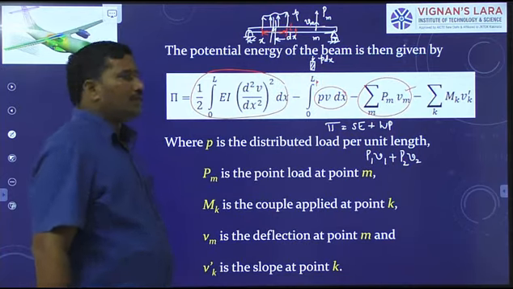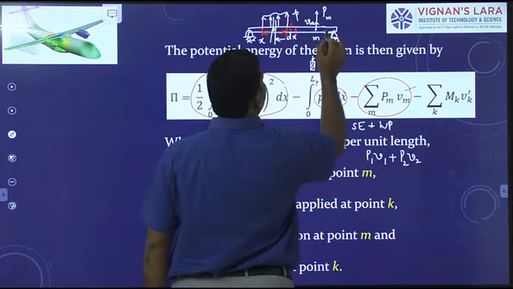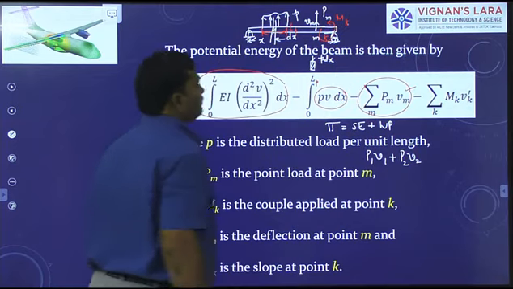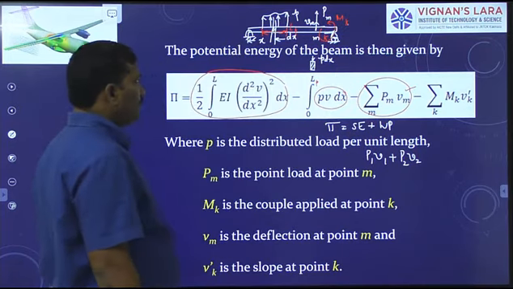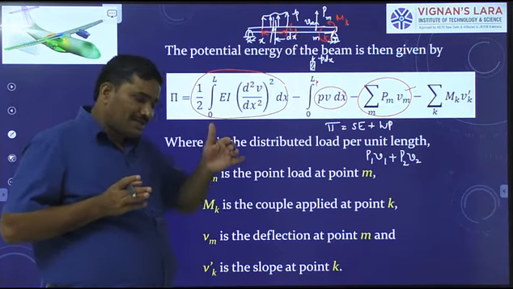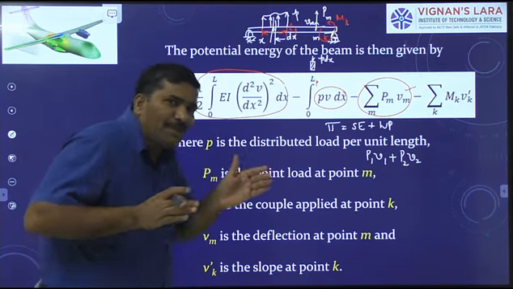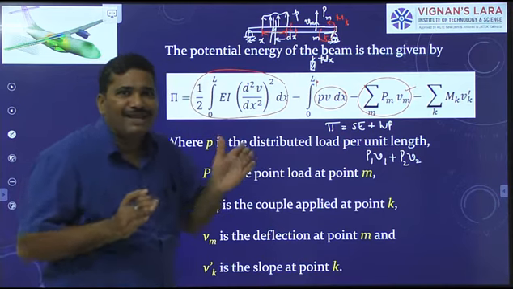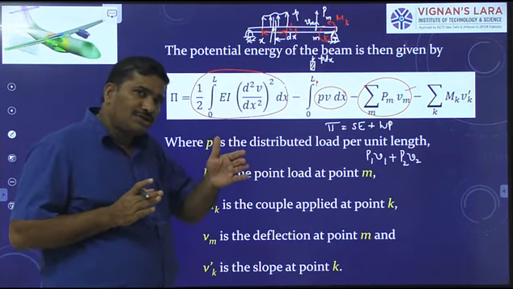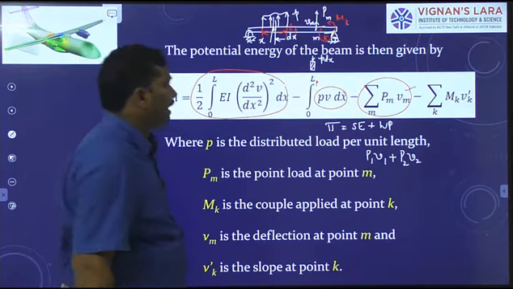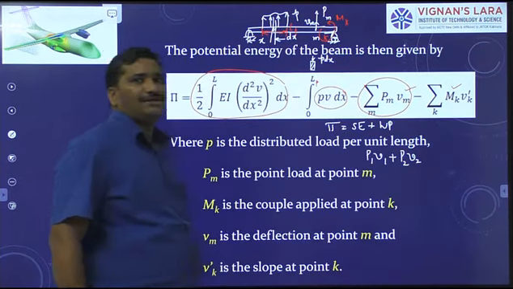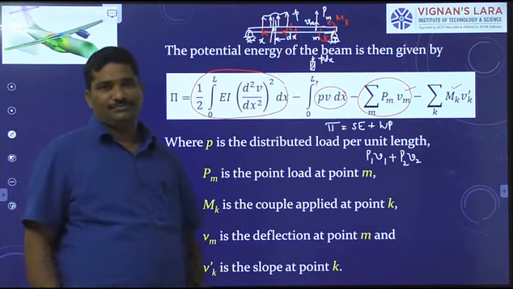And coming to the couple acting at point k, this is point k, and the couple Mk is acting in the anti-clockwise direction. Here, what is the tendency of this couple? The tendency of this couple is to rotate the beam section by a certain angle. Understand? Therefore, this section tends to rotate in the direction of the couple. Hence, the work done by this couple Mk equals Mk into vk dash. vk dash represents the slope.